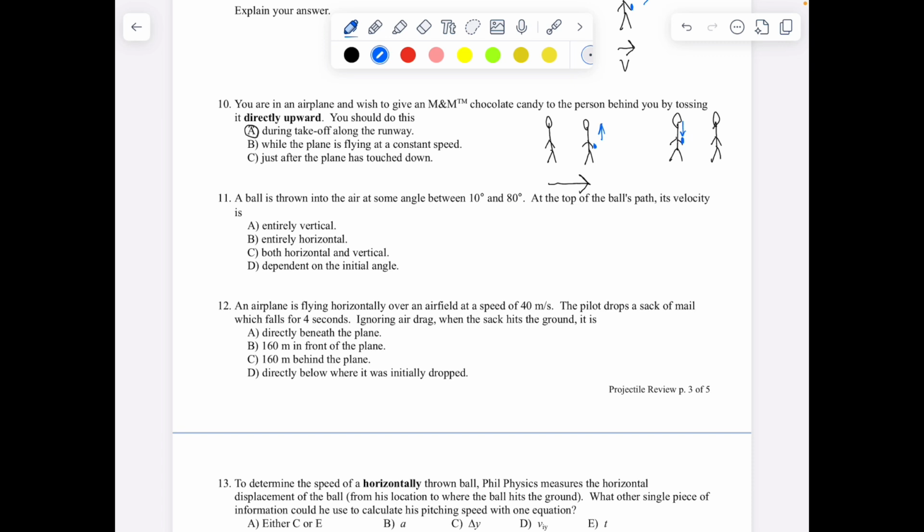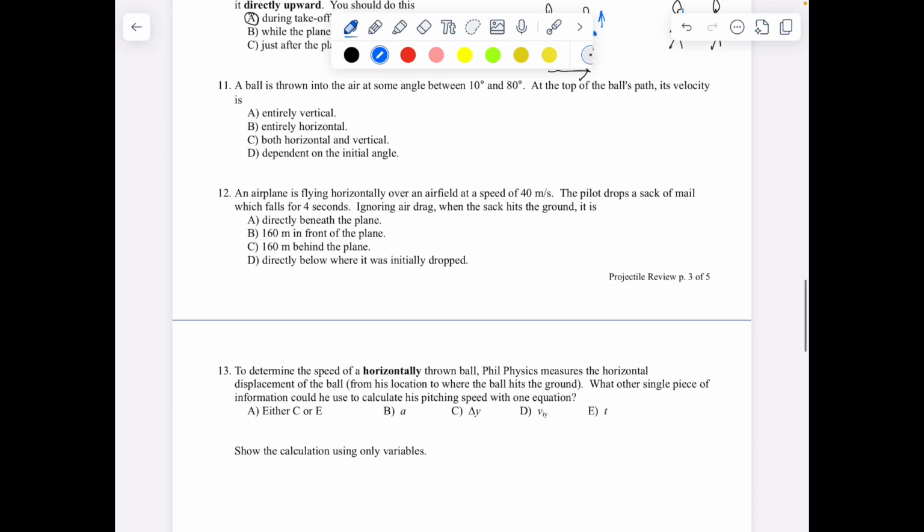Okay. 11. A ball is thrown into the air at some angle between 10 degrees and 80 degrees. At the top of the ball's path, its velocity is... So here, let's draw a picture. It's launched at some angle. We can fill this in. We say its path is going to follow our parabolic trajectory. At the very top, well, we know the velocity in the y direction is 0. It's not moving up, it's not moving down. The trick here is it's still moving to the right.